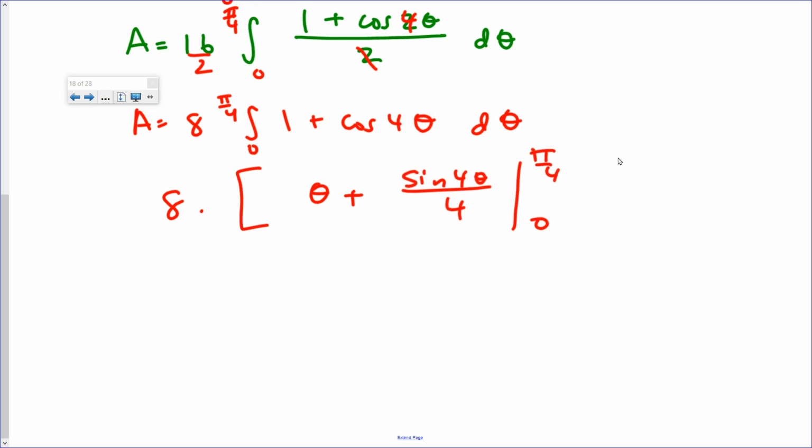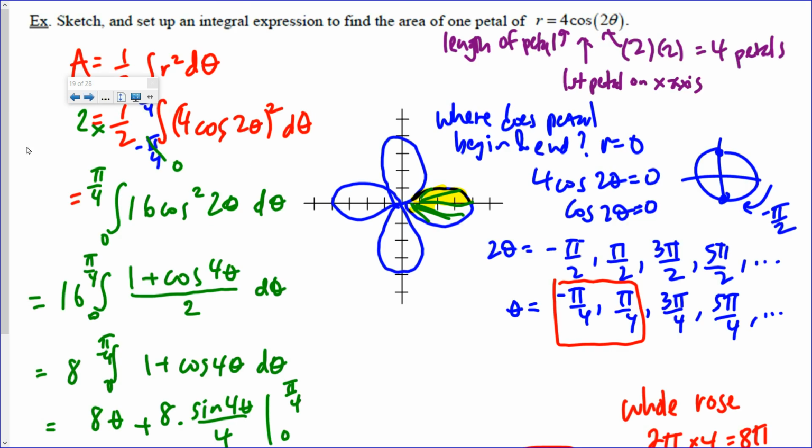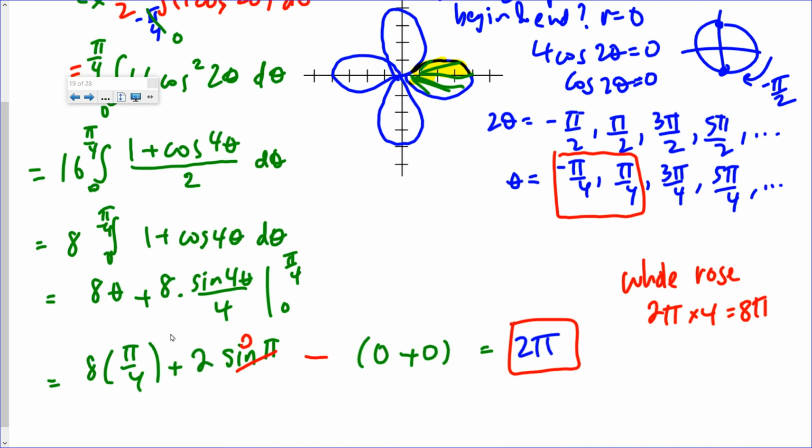Okay, I'm going to leave you guys there. First, you're going to plug in the pi over 4, then you're going to plug in the 0, then you're going to put a minus sign between, and when you're done with that, multiply by 8. Did anybody get an answer yet? 2 pi. And if you had the whole rose, because you've got 4 petals, it would be 8 pi.